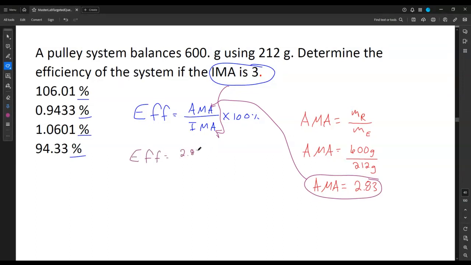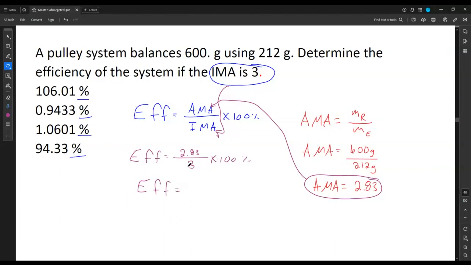The AMA was 2.83, the IMA was just 3. Typically for pulleys, IMA is counted based off of number of ropes or pulleys. So typically your IMA is just a whole number like this. And so we can see we're a little bit off, but it's hard to tell right now if it's good or bad or what that means.